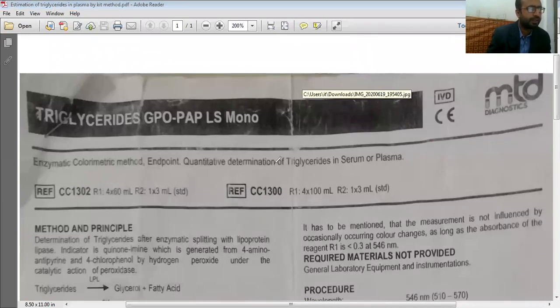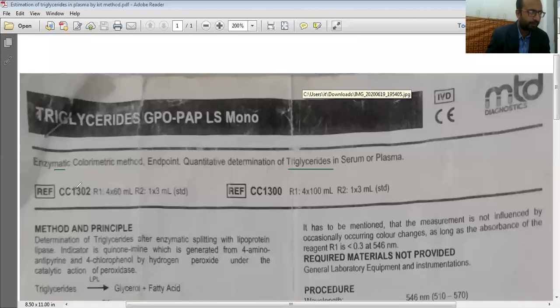Today's experiment is estimation of triglycerides in serum or plasma, and it will be an enzymatic colorimetric method.